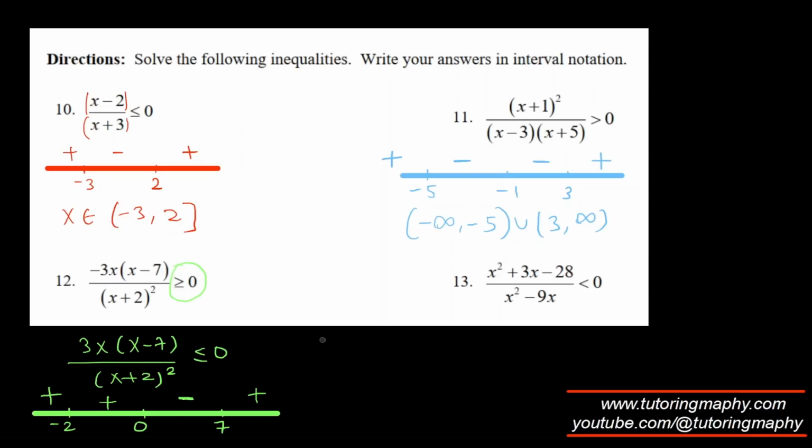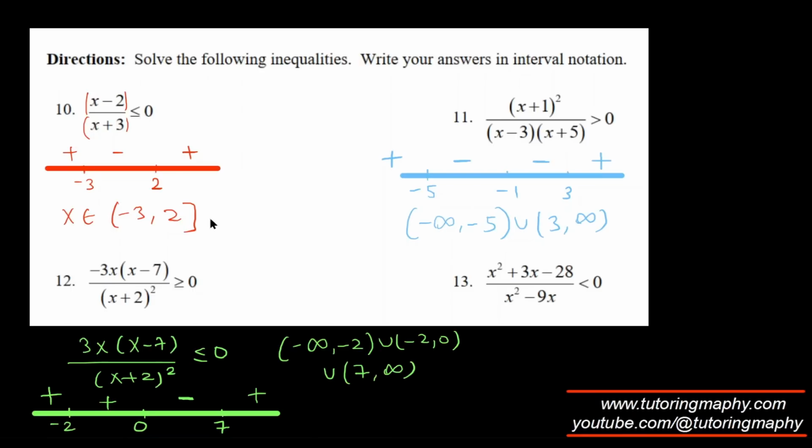I need greater than or equal to 0, but remember, be careful about these points because -2 is definitely not allowed because it is making the denominator 0. So the answer will be -infinity to -2 union -2 to 0 union 7 to infinity. That's our final answer.